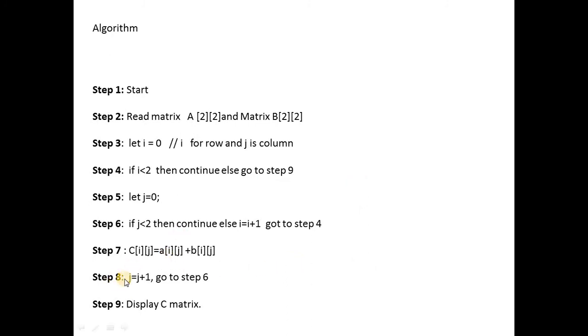Next you have to do j is equal to j plus 1. J was 0, so now j is equal to 0 plus 1, that is 1. So you have to go to step 6.